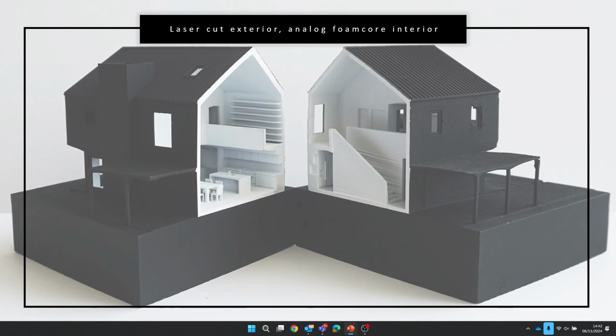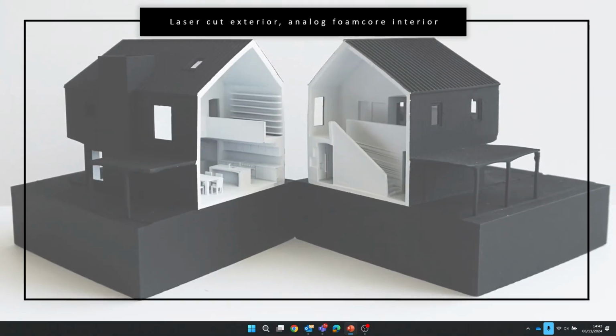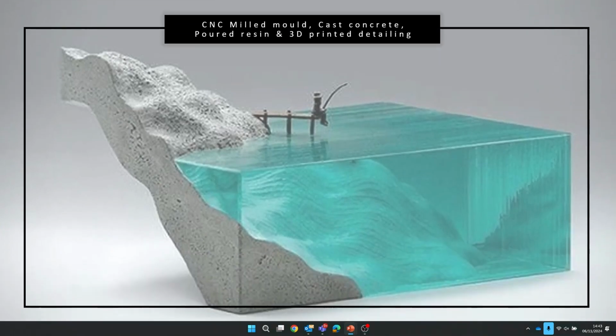Laser cut exterior, and then analog hand cut foam core interior. Again, doesn't have to always be digitally fabricated. Think about how you can mix those processes. I love that model. I'm going to go back to it. I just think that's such a clean model. Something really clean about that.